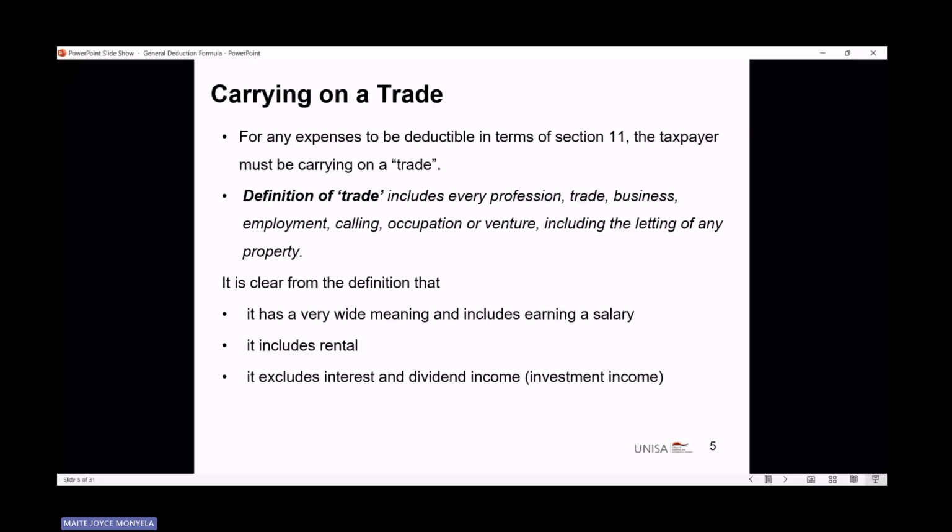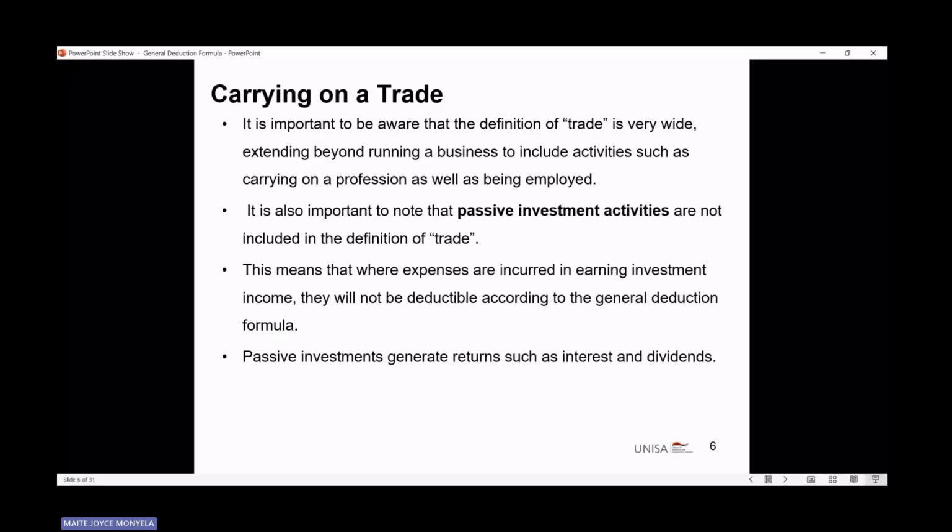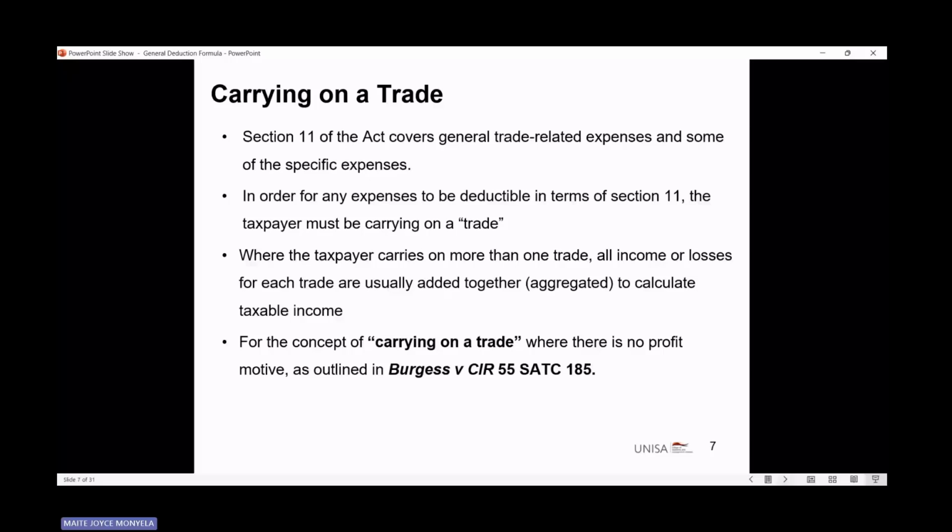You also need to know what qualifies as carrying on a trade, which will be the profession, the trade, the business, employment, occupation, and including letting of any property. And what is excluded will be the interest and dividends income. Passive investments, which are interest and dividends, do not qualify as carrying on a trade according to the definition that we just read. The case related to carrying on a trade is the Becker trade case that you can go through.